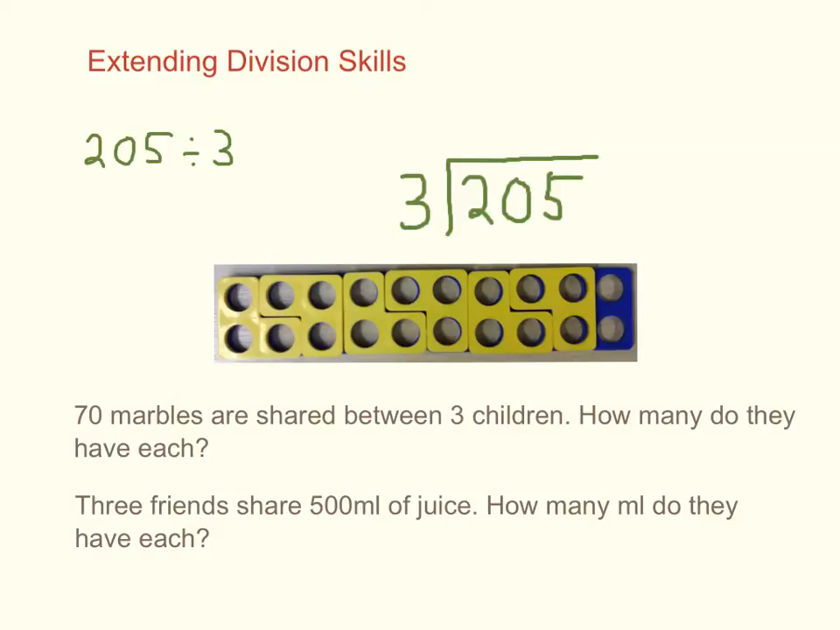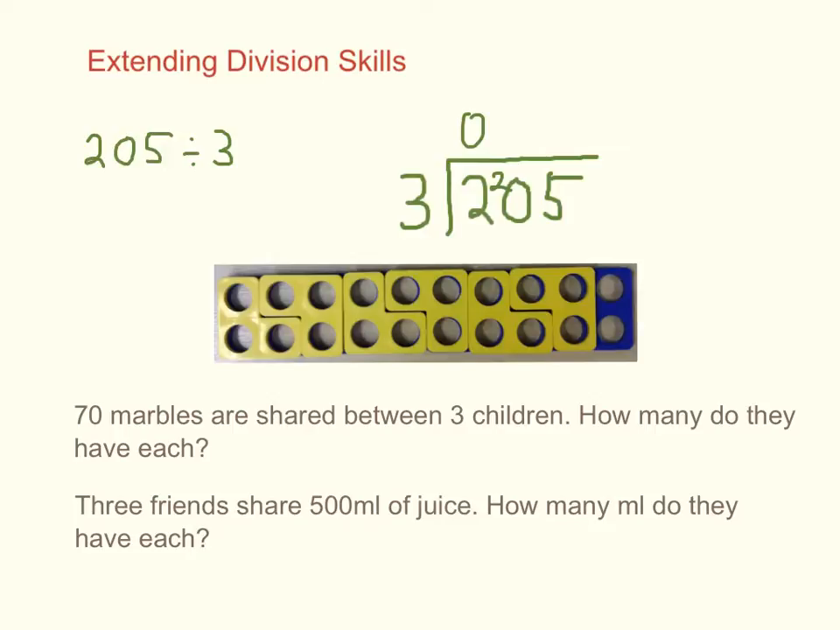In the previous video, we looked at written methods for dividing 2 and 3 digit numbers by single digit numbers. For 205 divided by 3, children will be saying, how many 3's in 2? 0, and carry the 2. How many 3's in 20? If we need to, we'll use Numicon.